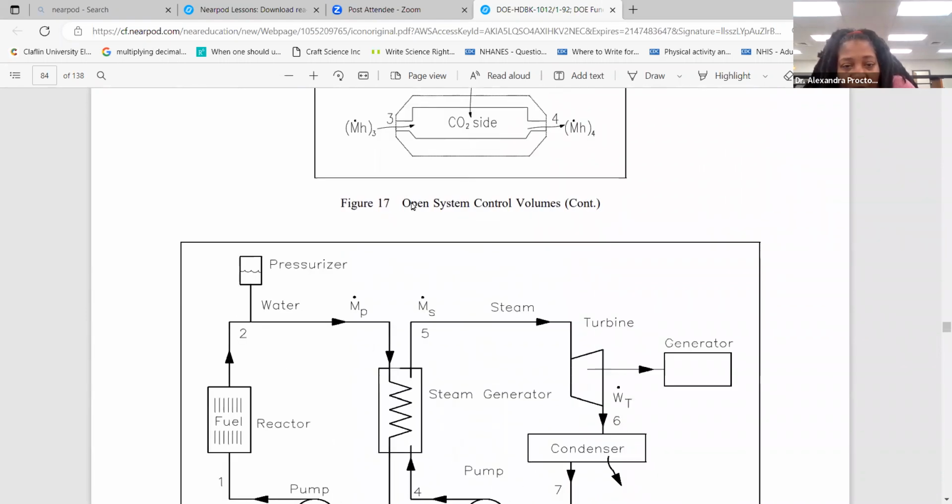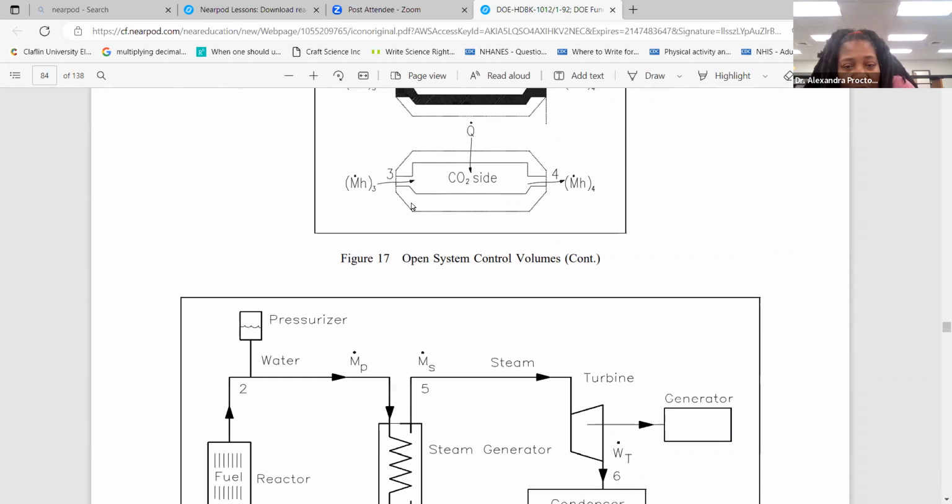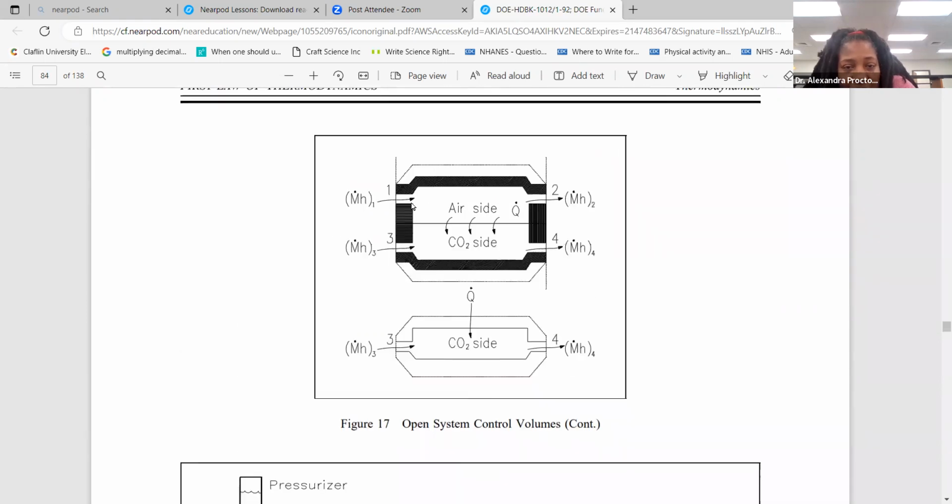And here you have an open system with a control volume. Here they're showing you a system where there's an air side and a CO2 side. They're showing the mass that's exchanged and the heat at the bottom that actually goes into the system.